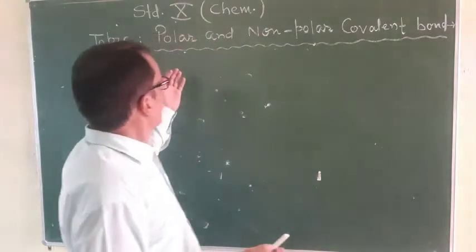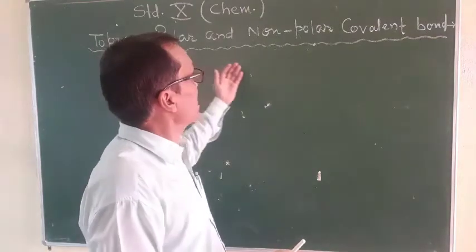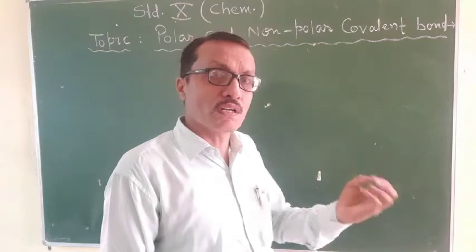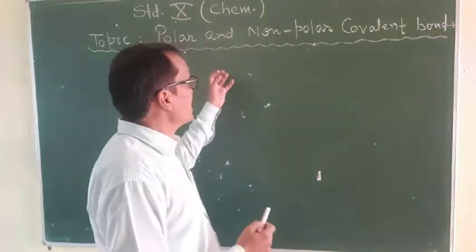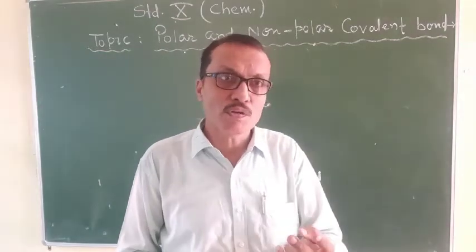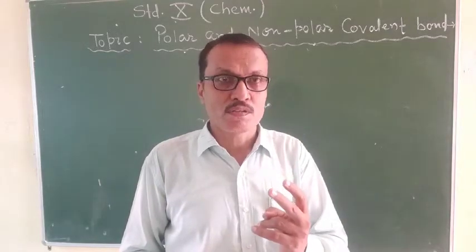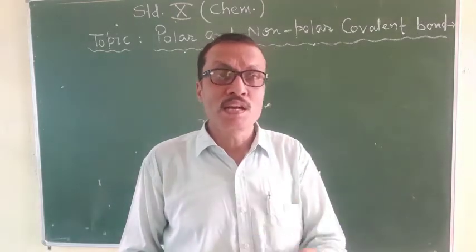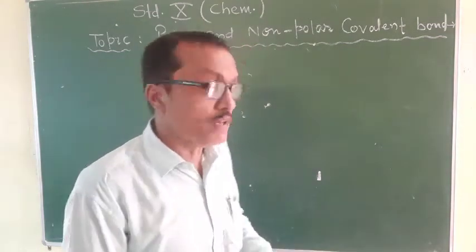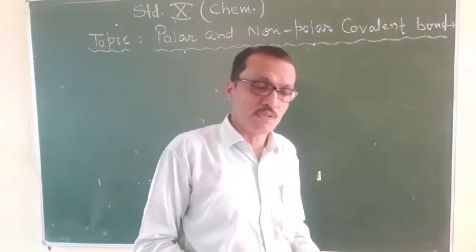Our today's topic I have already written here. You can see the topic is polar and non-polar covalent bond. Students, these are the two types of covalent bond. Covalent bond is further classified into two types: one is polar covalent bond and another one is non-polar covalent bond. So our topic of today is polar and non-polar covalent bond.